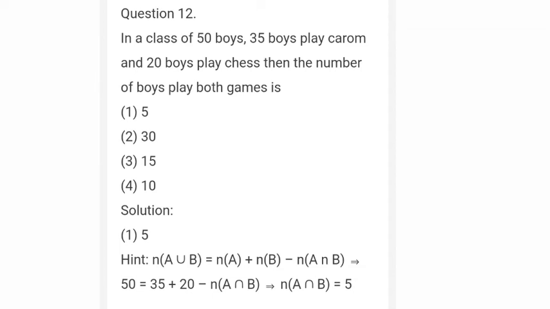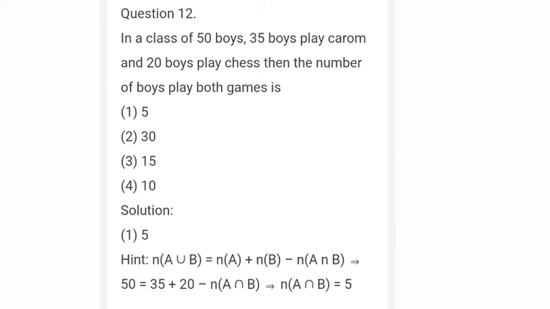Question number 12. In a class of 50 boys, 35 boys play carom and 20 boys play chess, then the number of boys who play both games is: option 1: 5, 2: 30, 3: 15, 4: 10. Hint: now write the formula n of A union B, that is n of A plus n of B minus n of A intersection B. So the total number of boys, that is n of A union B.